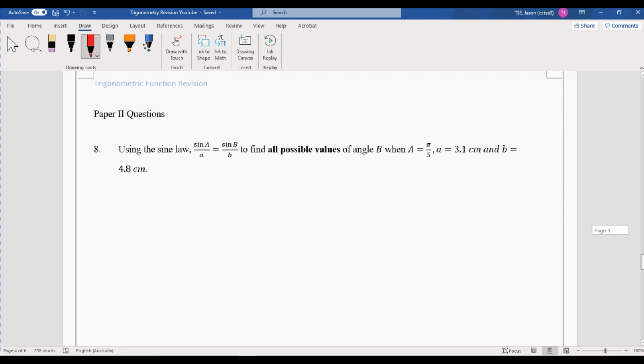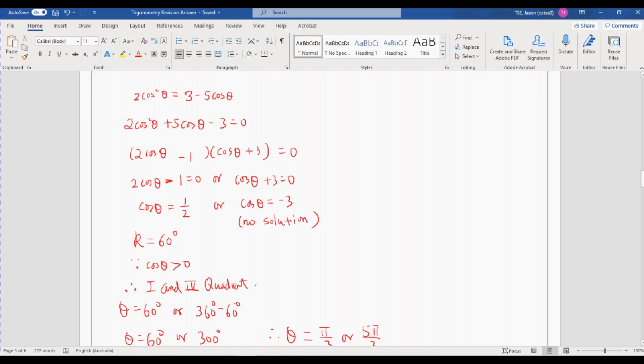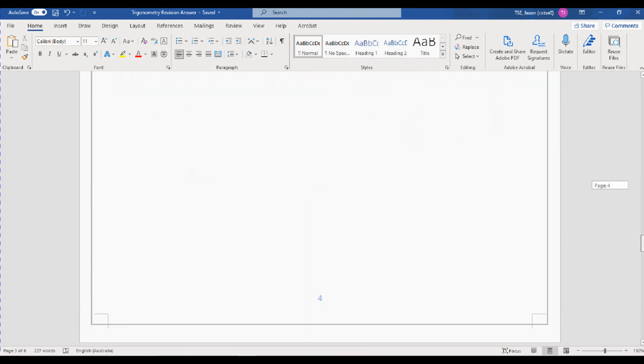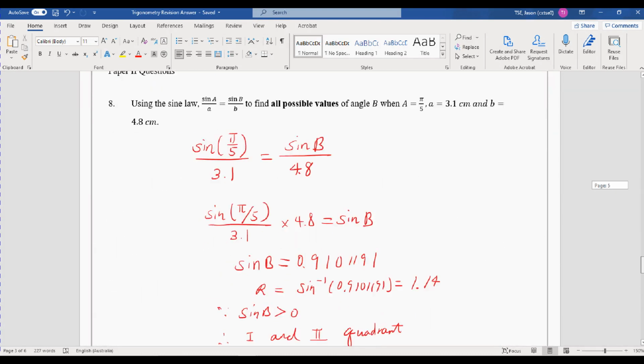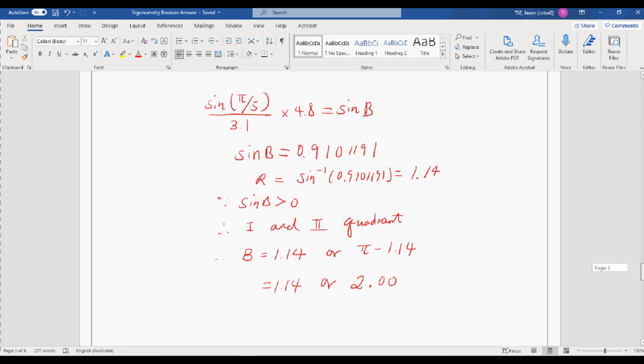Okay, so the next question is a paper 2 question. Again, I'm not going to do it. I will only show you the solution in the video. So this is the solution. We use the sine law, remember that. Be careful here, there are 2 answers rather than 1.